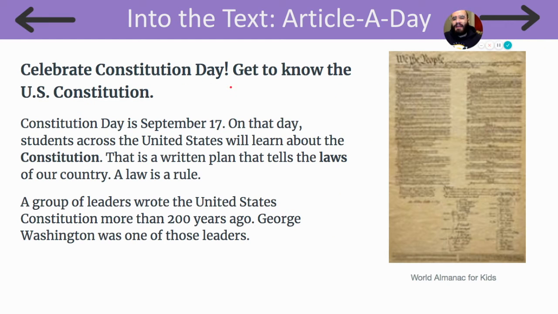Celebrate Constitution Day. Get to know the U.S. Constitution. Constitution Day is September 17th. On that day, students across the United States will learn about the Constitution. Here's the Constitution on the right. The Constitution is a written plan that tells the laws of our country. A law is a rule. So the Constitution tells all the laws that are in our country. A group of leaders wrote the United States Constitution more than 200 years ago. George Washington was one of those leaders. So was Benjamin Franklin, as we learned.